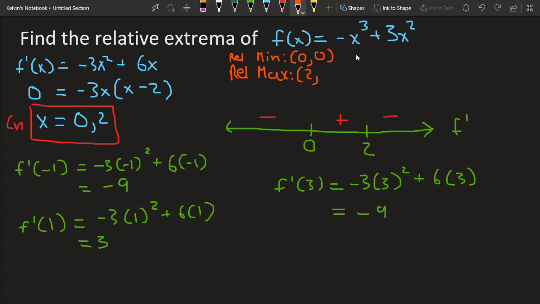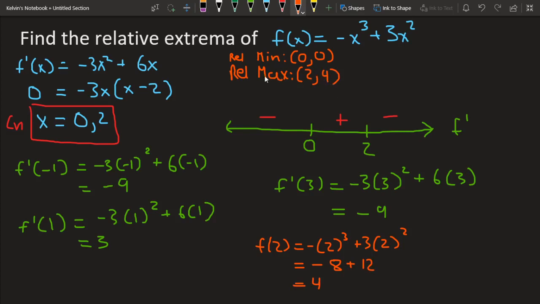So if we get f of 2, and let's just do it to the side right here, f of 2 is equal to, and if we just solve it out, plus 3 times 2 squared, like so. And note, this is f of 2 from this function right here, not f prime of 2. This would be equal to negative 8 plus 12, which is equal to 4. So this is (2, 4), like so.